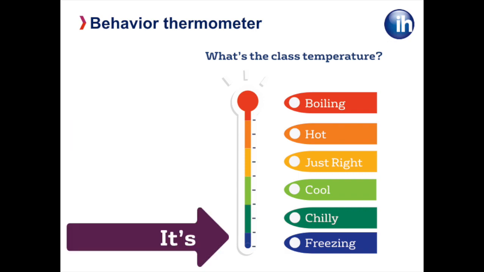But on the other hand, we can have a separate problem, which is nobody's speaking, nobody's doing anything, and that's when you could say they're freezing. By moving the arrow, you're showing their participation and their level of English speaking.